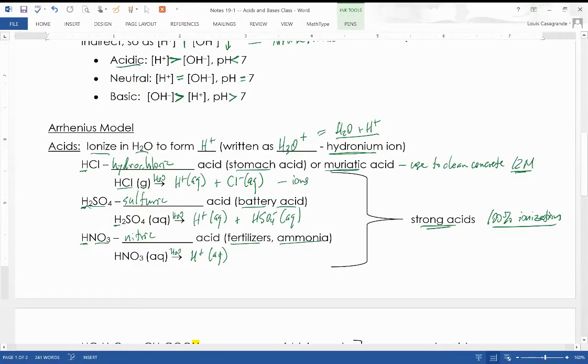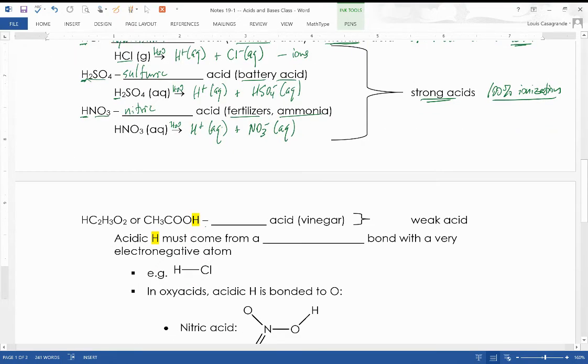And it should be aq. Let me rewrite that as aq. And NO3- nitrate is also aqueous. And again, a strong acid, so it dissociates 100%. Now, there are only 6 strong acids, and we'll talk a little bit about them over the next couple of days. These are 3 of the 6, and we'll get to some of the others later. Don't worry about them. I will tell you if you get a strong acid or a strong base.